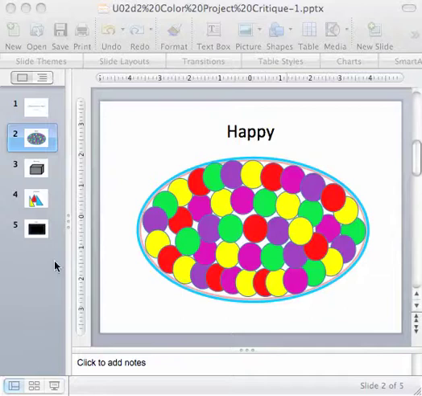I would also suggest thinking about varying the size of your motifs, your circles here, and that will create greater visual interest. Right now, they're all the same size, and that causes predictability.